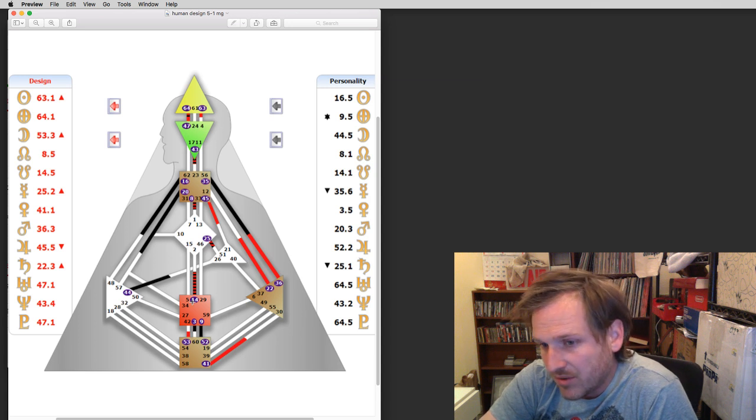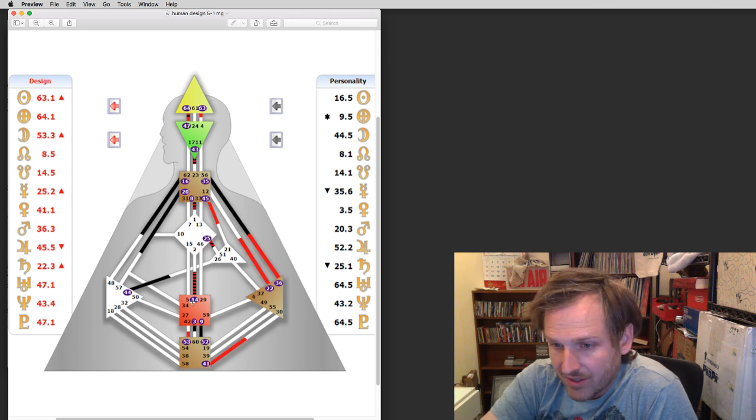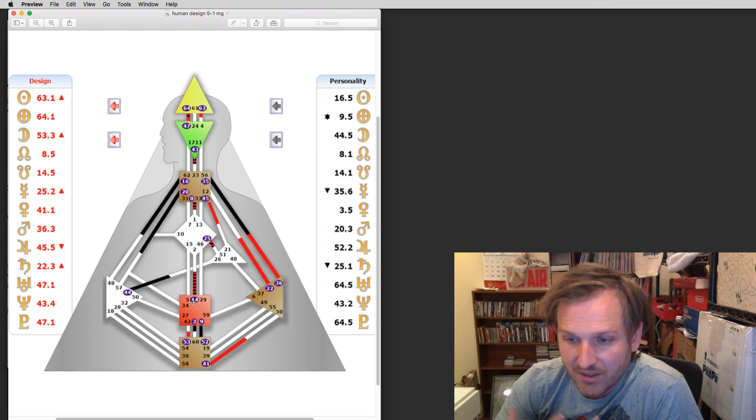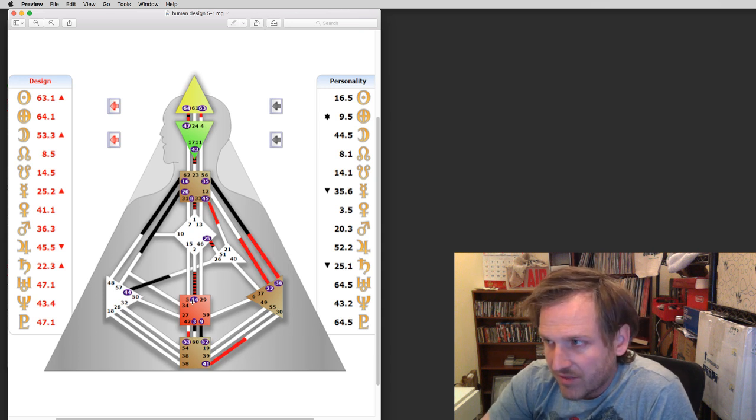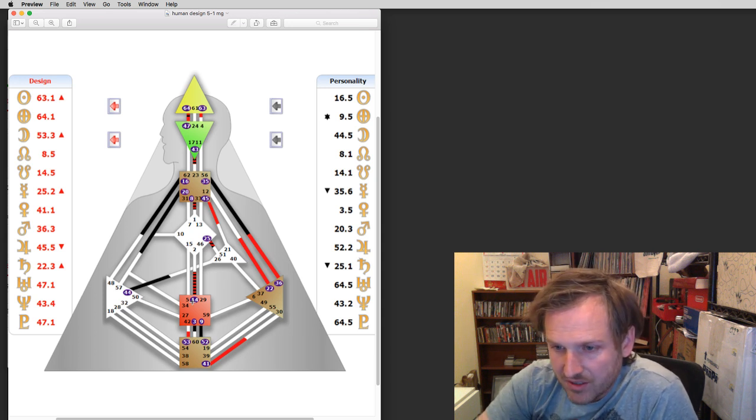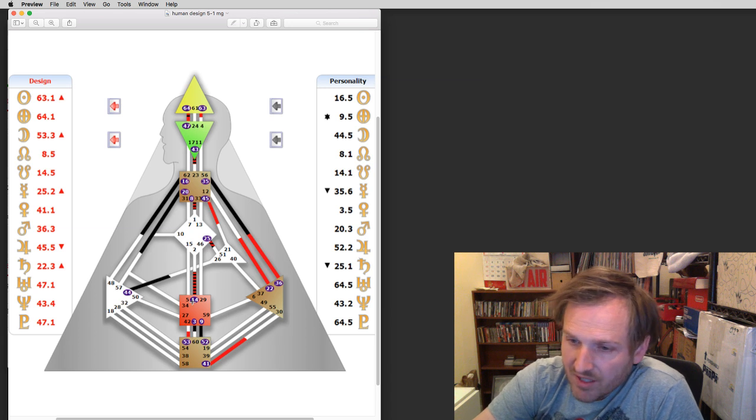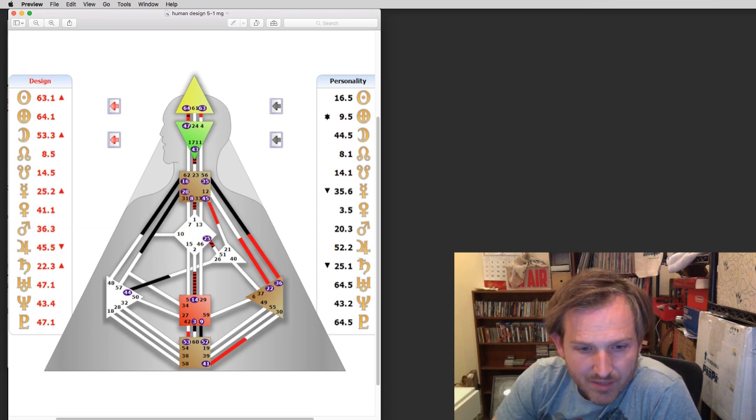To give an example, I'm a generator, and I have an undefined throat, so it's even harder for me. If you have a defined throat, you can do the manifesting thing a little bit, where you can get people's attention easily. But with my undefined throat, here, I'll pull up my chart. Just a minute while we look at this.